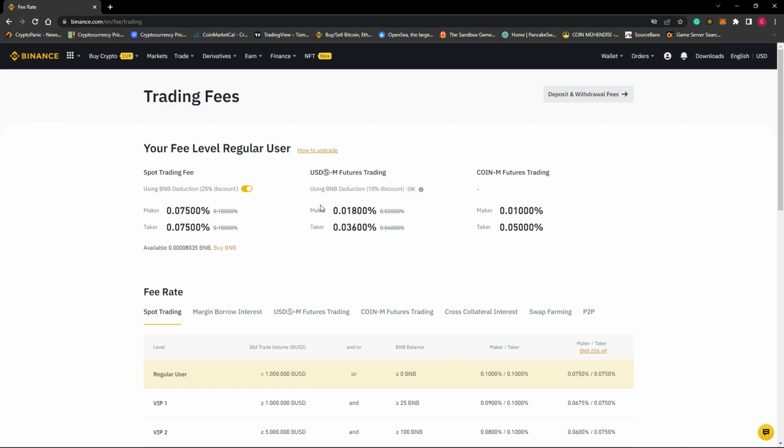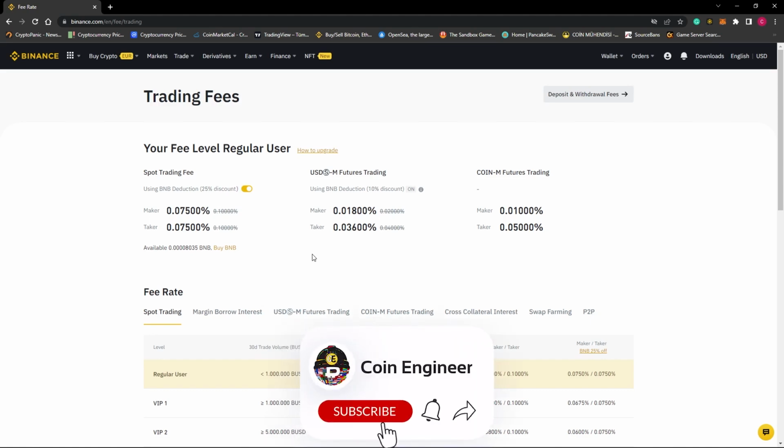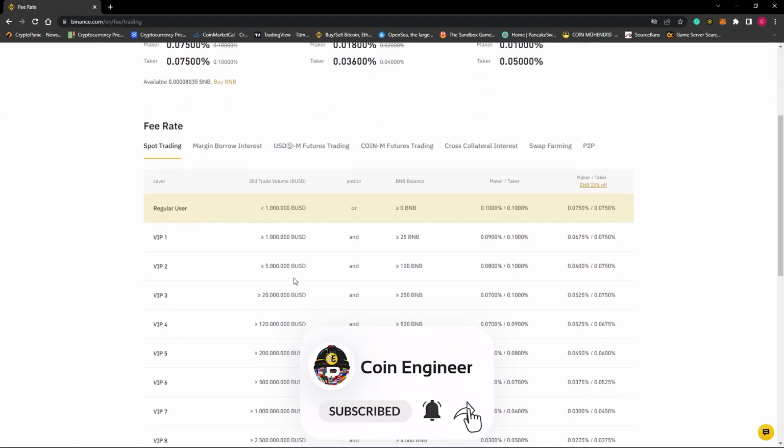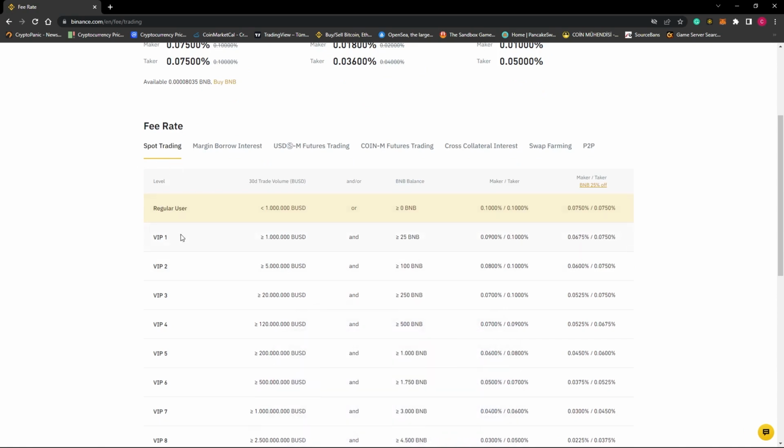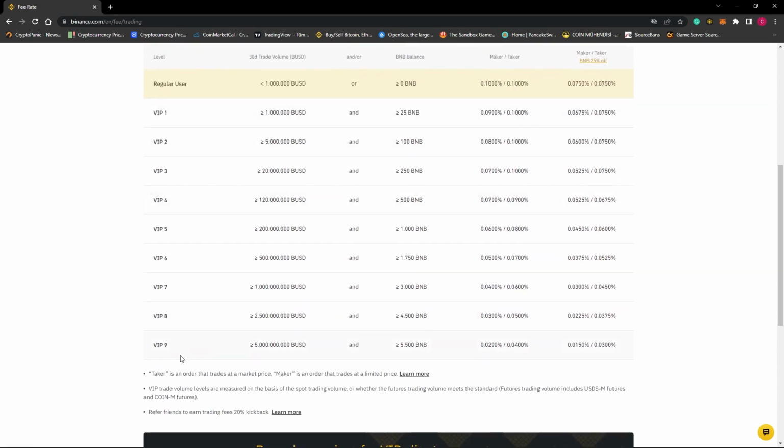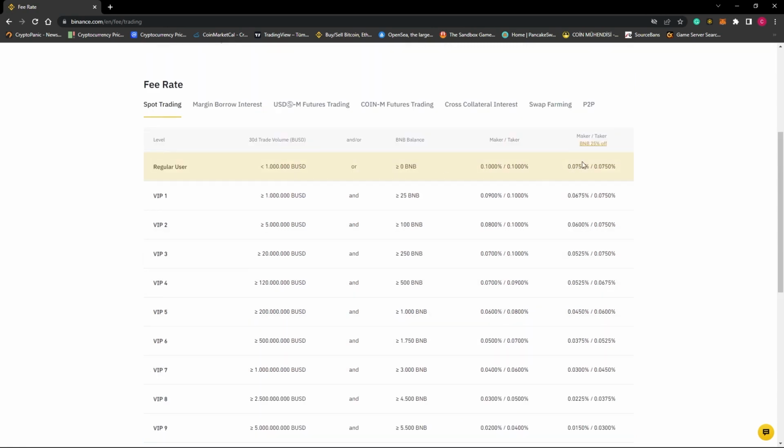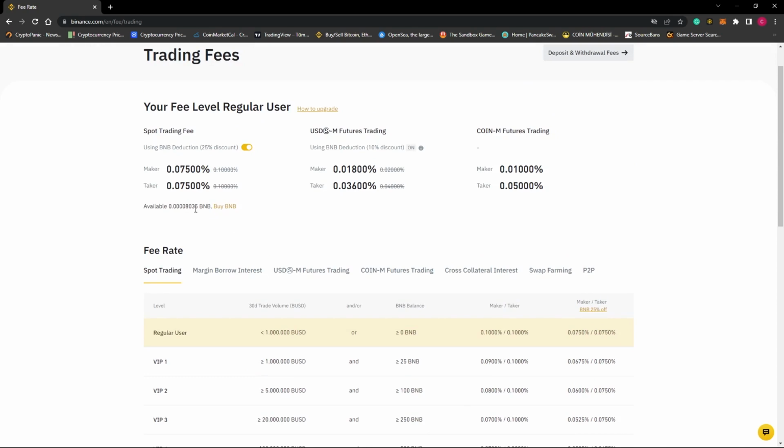There are a few ways to reduce the commission fee. You can hold a small amount of BNB coins in your account. It will give you a 25% deduction. Of course, if you hold more BNB coins and circulate more volume in the market, then the VIP ladder system will reward you with more discounts. At the moment, we only have a 25% discount, as you can see, because we have a very small amount of BNB coins available in our account.